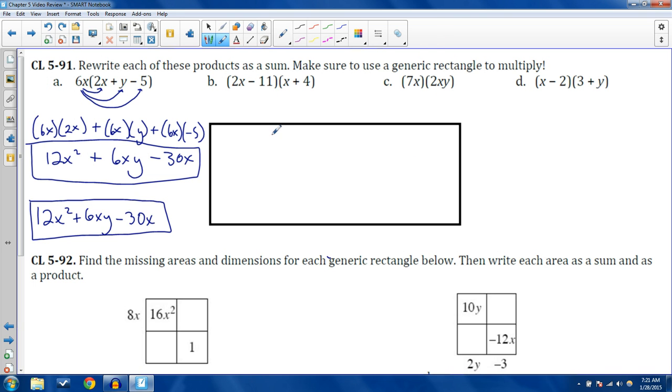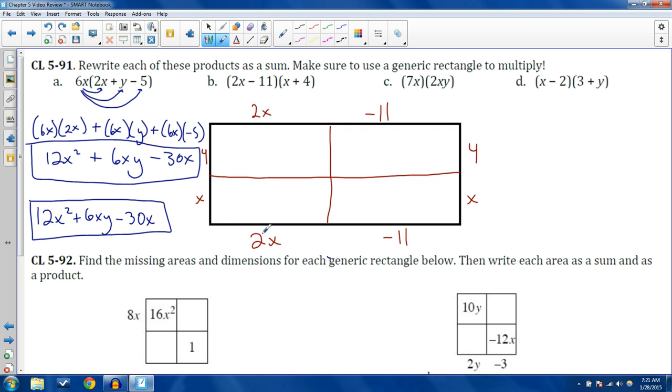I'll just use generic rectangles for this. 2x minus 11. And see, this is why this rectangle is going to be a larger rectangle. 2x minus 11 and x plus 4. So we're going to multiply each guy. Now the idea of rectangles is when we divide this, we're saying that if this is x, so is this over here. And if this is 4, so is this over here. Likewise, this is 2x, this is negative 11.